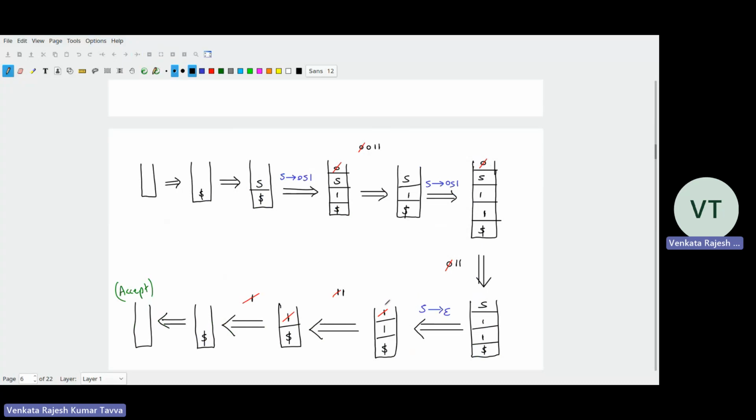Now you get a terminal symbol on top of the stack. You compare it with the next one, they match. Again, you get a terminal symbol on top of the stack. You compare it with the next one, they match. Finally, you get a dollar. You pop it and you accept. Okay. So when you have a variable on top of the stack, you pop it and push one of its RHS. If you have a terminal symbol on top of the stack, you compare it with the next input symbol. If they match, you pop it. If they don't match, you reject it. That's the simple algorithm. Okay.